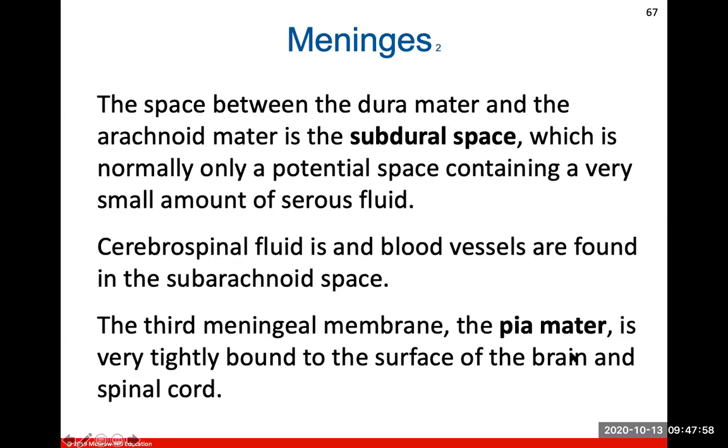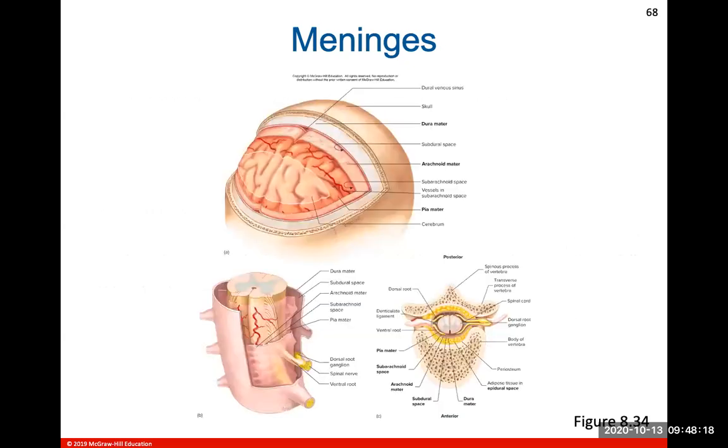The space between the dura and the arachnoid mater we call the subdural space. It contains a very small amount of serous fluid, and the cerebrospinal fluid and blood vessels are found in the subarachnoid space. The third meningeal membrane is the pia mater, and this is very tightly bound to the surface of the brain and the spinal cord. So you can see here the 3 meningeal layers below the skull bones, and how these 3 meningeal layers not only cover the cerebrum, but also layer the spinal cord as well.